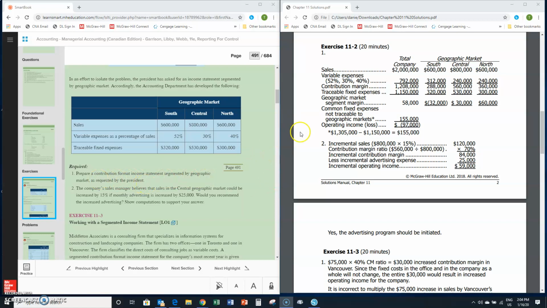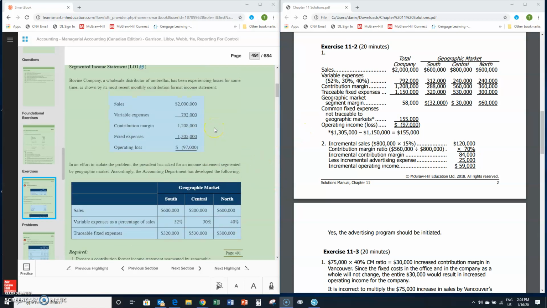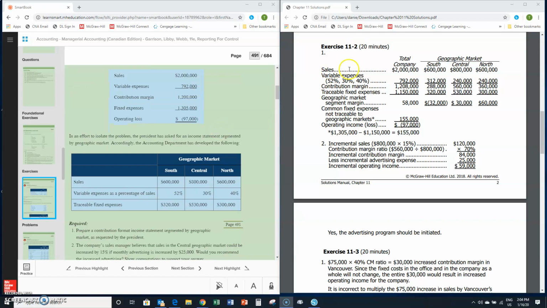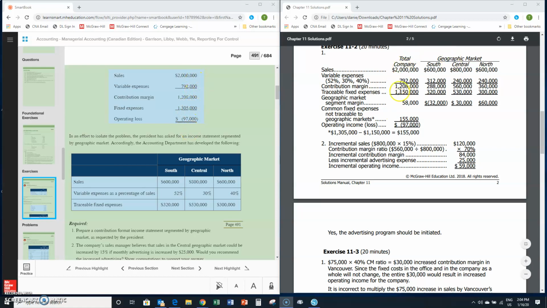So it's always start off with our sales. The only difference is now, instead of taking this income statement here, that's going to be our totals more or less, we're going to break it out by market. So we're told our sales, so we have our markets South, Central, and North, and we're given our sales 600, 800, and 600 given directly to us.